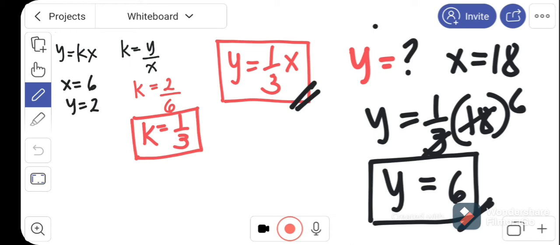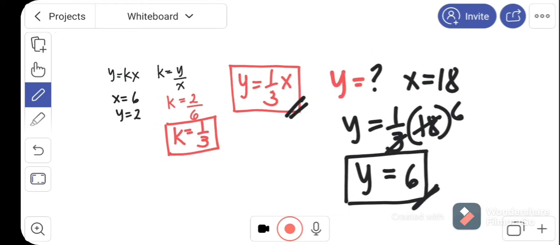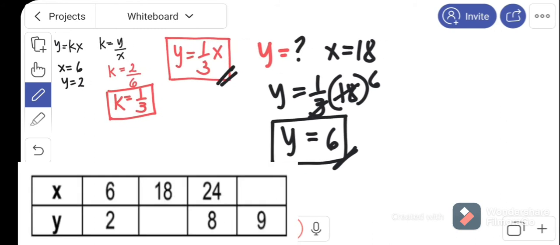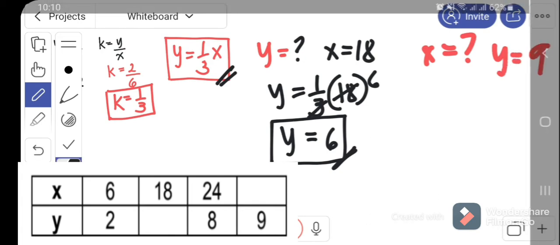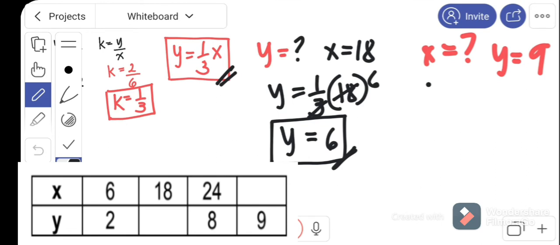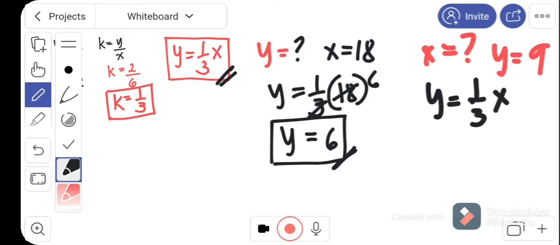Then let's proceed to another question that asks for the value of x. This time, the missing is x. What is x if y is 9? Then again, we will use the same formula to find the value of x. We have y is equal to 1/3 x, right? So we have the value of y, which is 9, is equal to 1/3 the value of x, which is still missing.